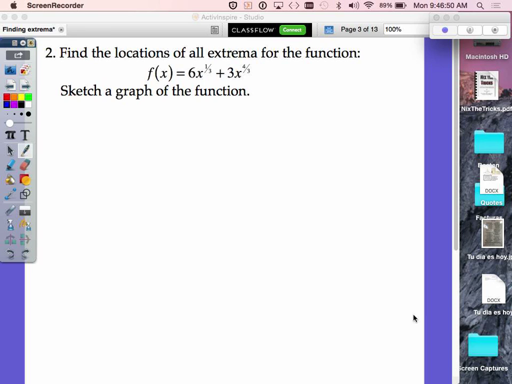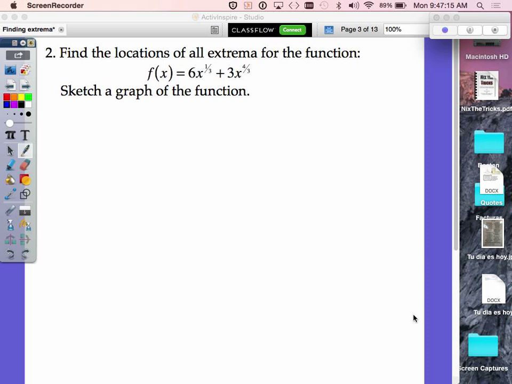So we just looked at a question where we were finding the absolute extrema of a continuous function on a closed interval. And we found that we could use something called the candidate test to very quickly and easily find those absolute extrema. In this second example, we're asked to find the locations of all extrema for the function f at x equals 6 times the cube root of x plus 3x to the 4/3.